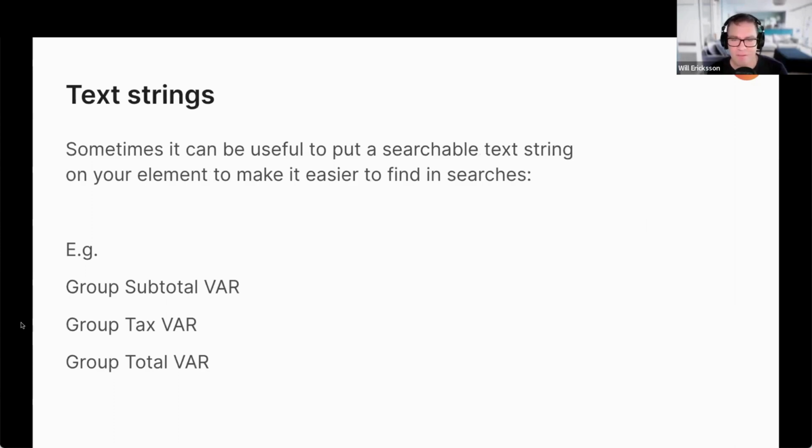Sometimes it can be helpful to put a text string on your element to make it easier to find in searches. So let's just say you've got a bunch of groups that all have a calculation on them, and then you're showing those in a text. You might want to add VAR for variable, or whatever you decide, in the name. So you can just come along and type VAR, and then you see all of those groups very easily accessible.